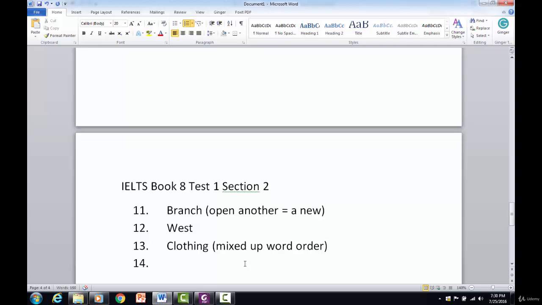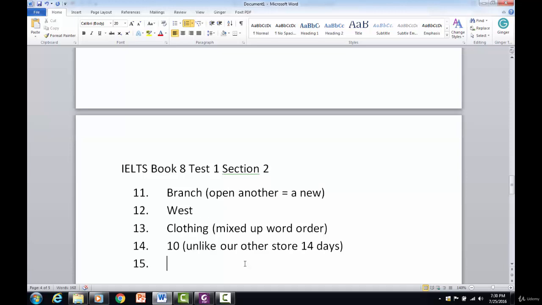Number 14 was 10. They'll get it to you within 10 days. And they said unlike our other store, it was 14 days. So again, they try to trick you by giving out some number from the past.